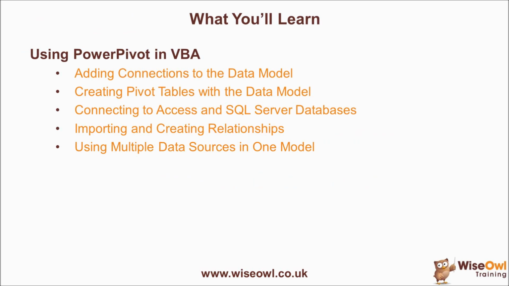We're going to start by looking at how to add a connection to the data model to get it created in the first place, and then how you can create pivot tables using the data model. So that's going to include how you can reference cube fields and create measures to create the data fields in your pivot table. A little later on we'll look at how you can connect to Access and SQL Server databases and import that data into the data model. And when we're doing that we'll look at how you can import and create relationships in the data model.